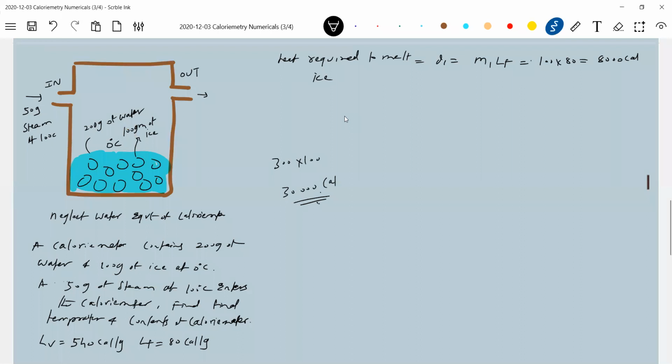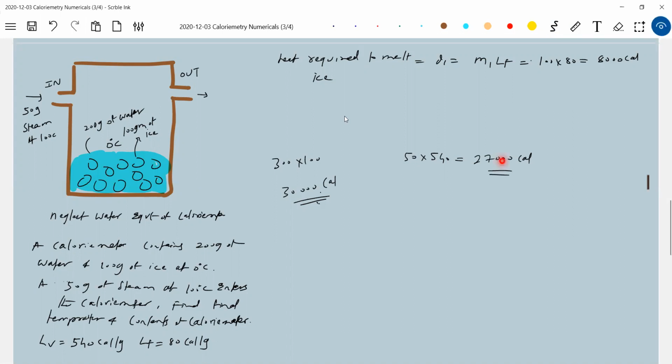So who can provide that? The steam, if it condenses. So 50 gram of steam. Okay, if the whole steam condenses, 50 into latent heat of vaporization, how much is it? 540. How much heat is available? Anybody have the value? 27,000. 27,000 calories.